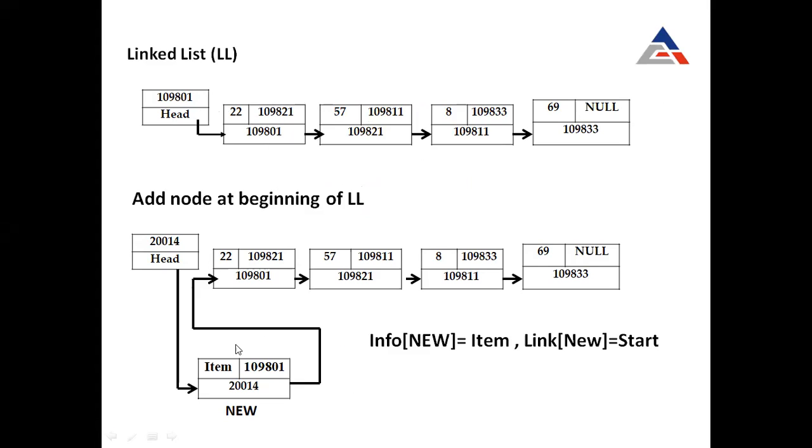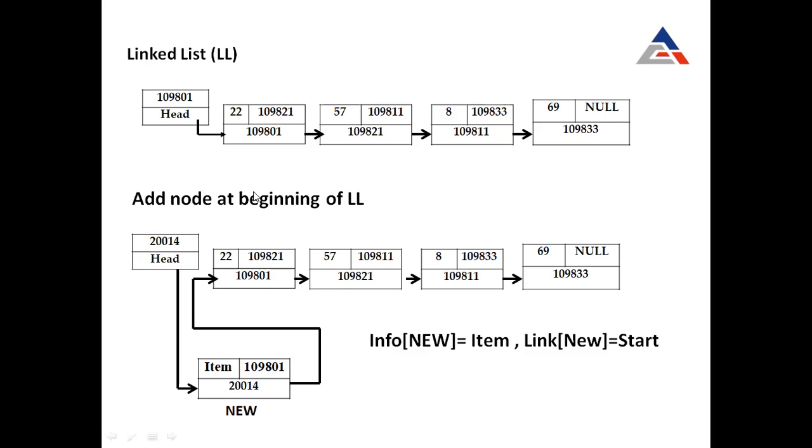So I add the element having item part, having address part. And you can see over here the head information gets changed. The address of the first element gets changed because I have added a new element at the starting of the linked list. That element I picked from there now becomes the starting. As it is the first node, the value of head gets changed from 109801 to 20014. Now this becomes the first node.